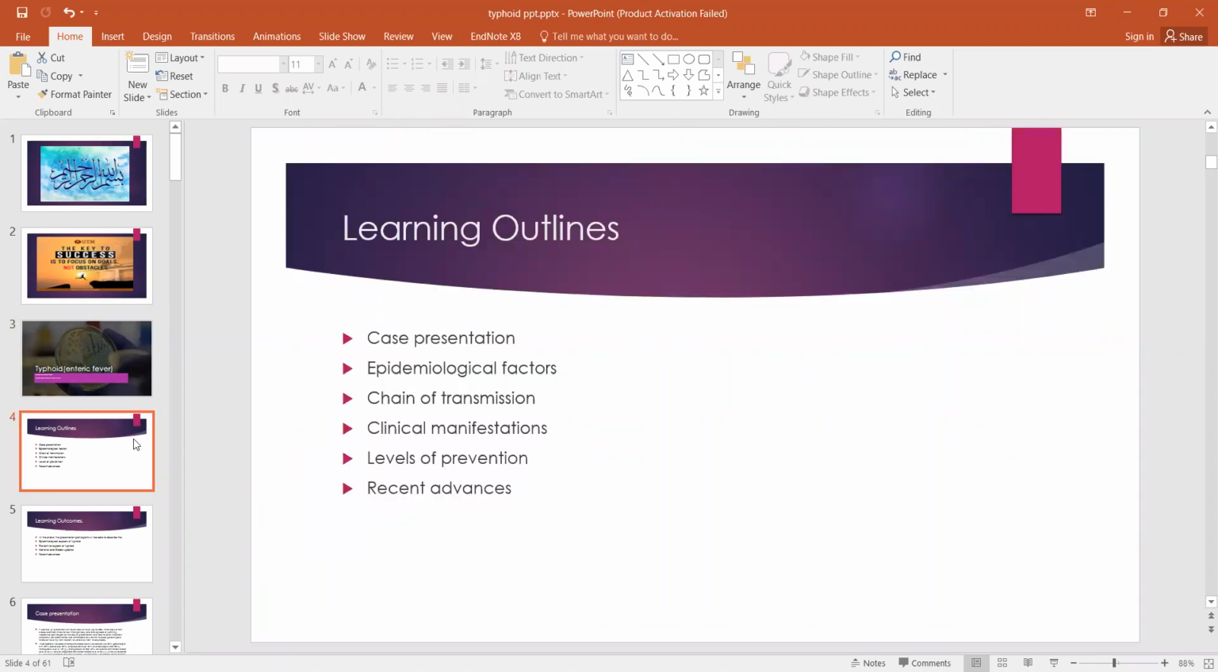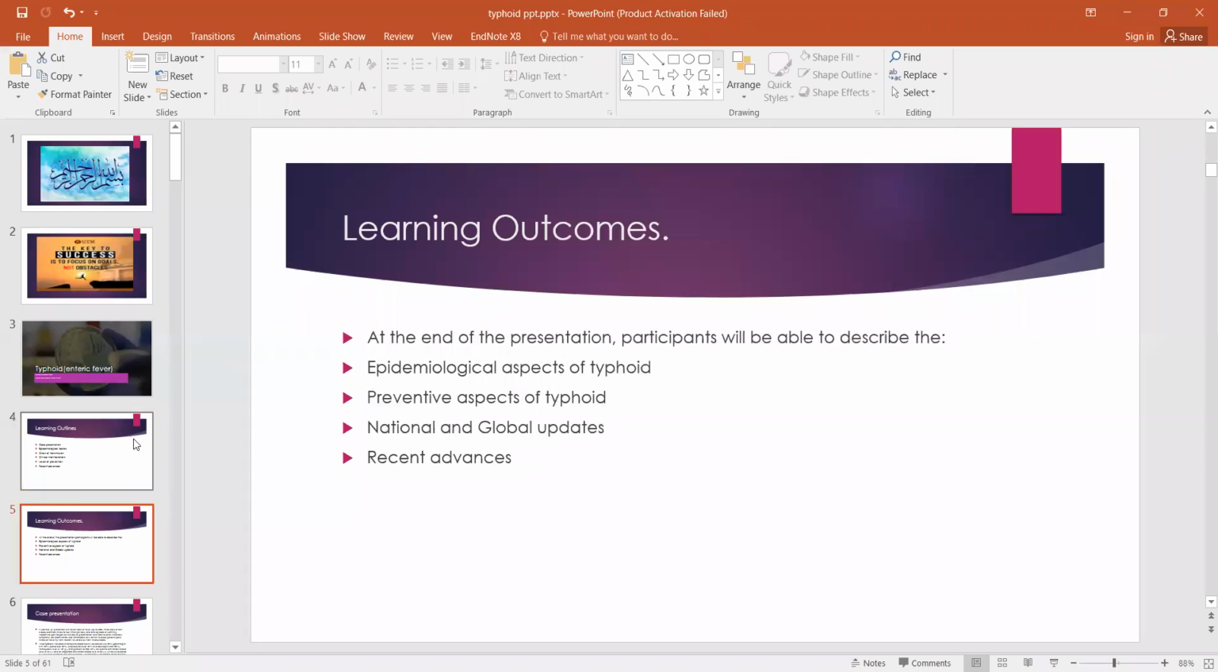The learning outline of my presentation is: first we present a case, then epidemiological factors, chain of transmission, clinical manifestations related to typhoid fever, levels of prevention, and recent advances. At the end of this presentation, participants will be able to describe the epidemiological aspects of typhoid, preventive aspects of typhoid, national and global updates, and recent advances.